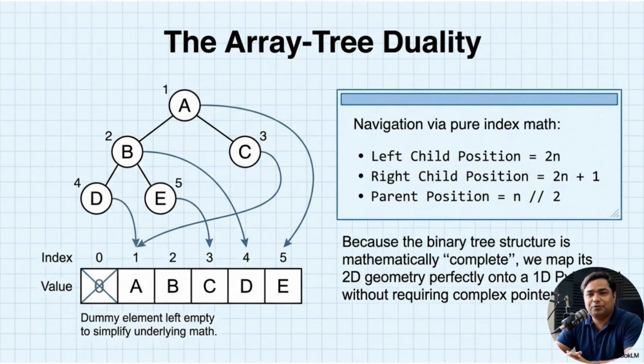This is very useful because we do not need to create actual node objects with left and right pointers. We can simply use an array or Python list. This makes heap operations faster and memory efficient. The main idea is this: a heap is logically a tree, but physically it can be stored as an array. This is why heaps are elegant and powerful. They combine the hierarchical meaning of a tree with the storage simplicity of an array.